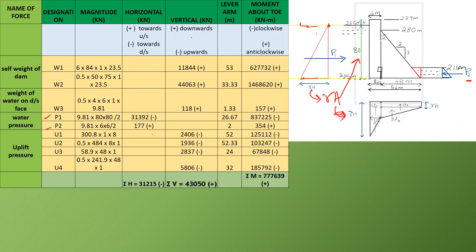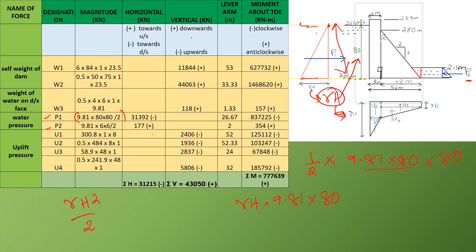So the area of that hydrostatic pressure diagram, that is a triangle, is equal to half into base, which is gamma h, that is 9.81 into height, that is 80. So gamma h equal to 9.81 into 80. That is the base width, multiplied by the height, which is equal to 80. So P1 is equal to 9.81 into 80 square by 2. That is gamma h square by 2, the force due to that hydrostatic pressure diagram.